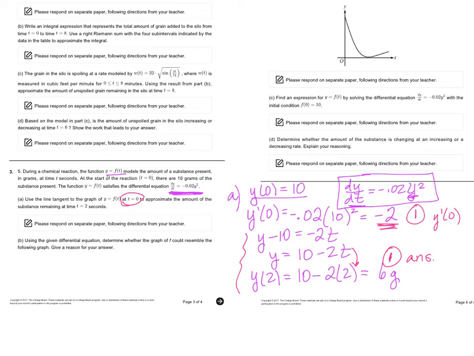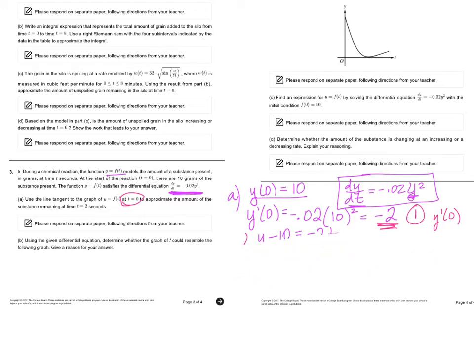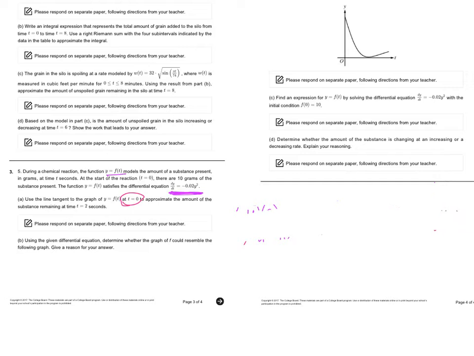Perfect. Now let's look at letter B. Letter B says, using the given differential equation, determine if the graph could resemble the following graph, give a reason for your answer. Okay.